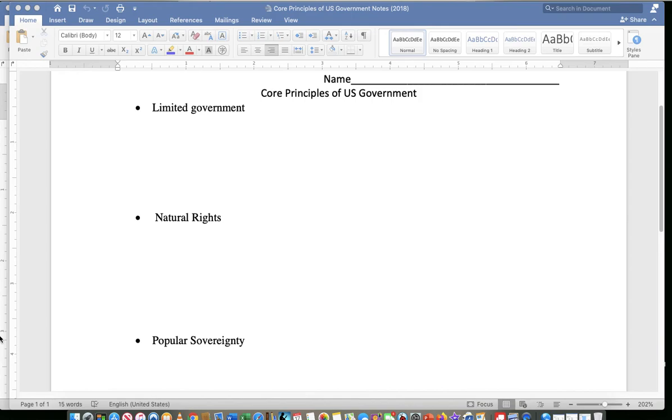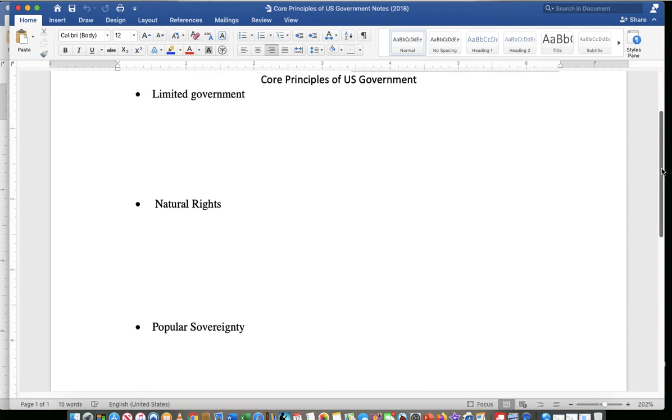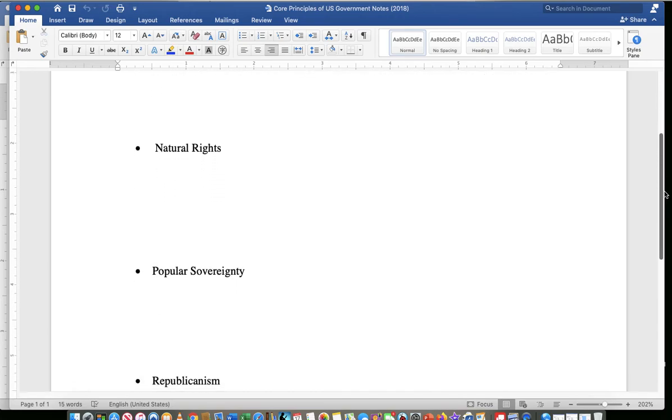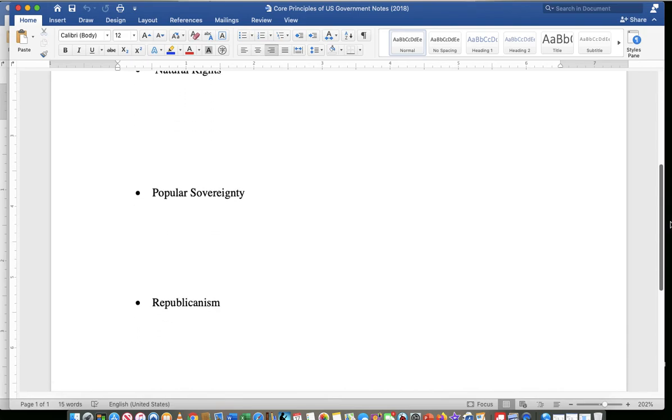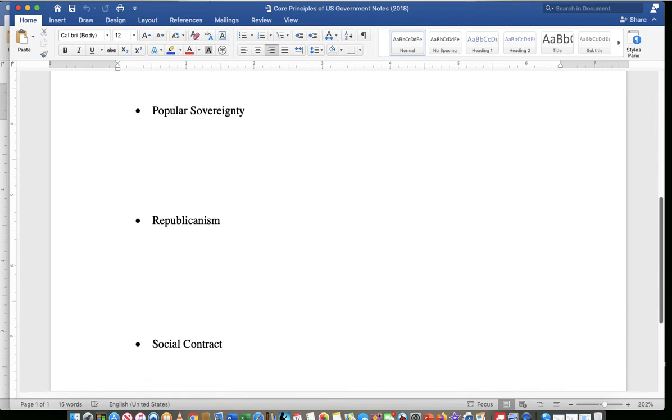All right, today's topic is the Declaration of Independence and the Articles of Confederation. But before we start today, I was going to do a little bit of review in class, so I'll do it now. Before we even take a look at the Declaration of Independence or the Articles of Confederation, take a look at those core principles we discussed last week: limited government, natural rights, popular sovereignty, republicanism, and the social contract theory.